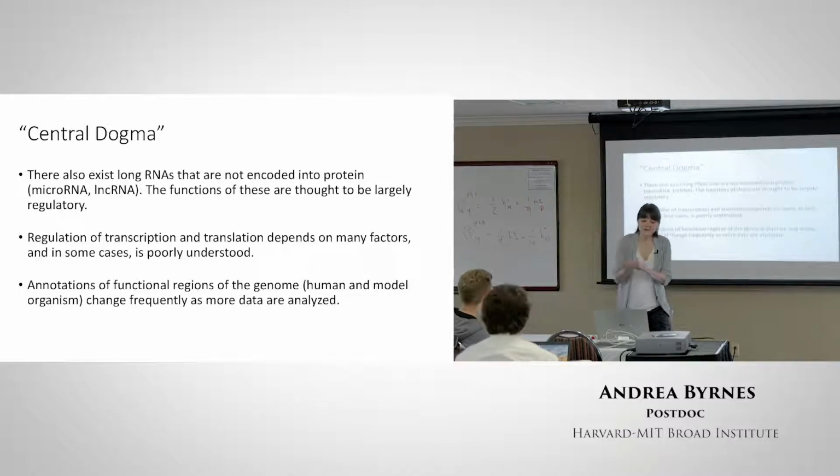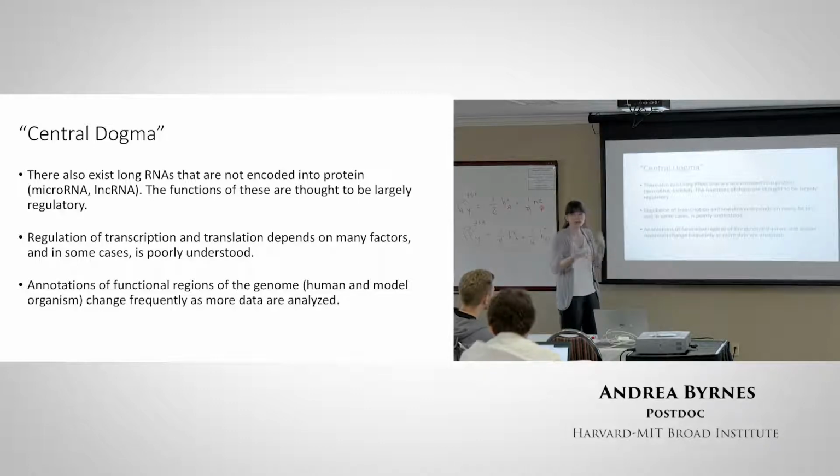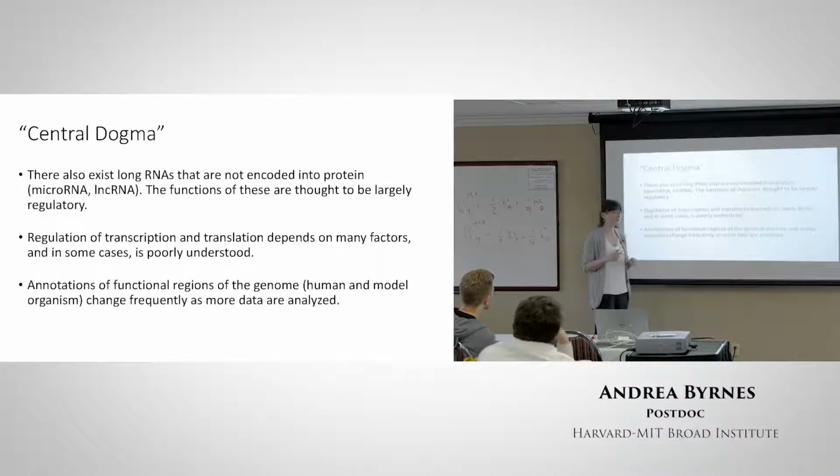So there are a couple of exceptions to the central dogma that I would be remiss if I didn't tell you about, but a lot of times we sort of ignore these as strange exceptions. So there are long RNAs, long messenger RNAs, that don't actually ever make it to protein. MicroRNAs are sort of the shorter versions of those that are thought to be used in signaling, but again, those processes are pretty poorly understood. And long non-coding RNAs, which are like a full-length transcript, except they never make it to protein, or at least no protein has been observed.